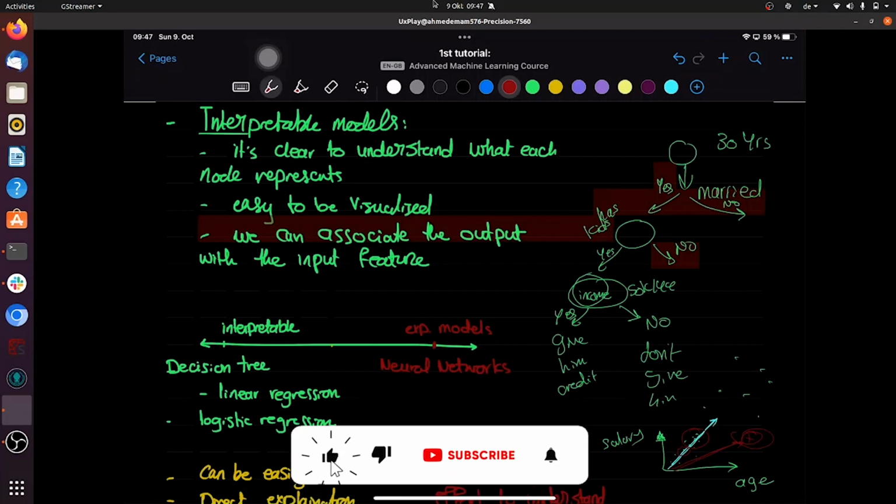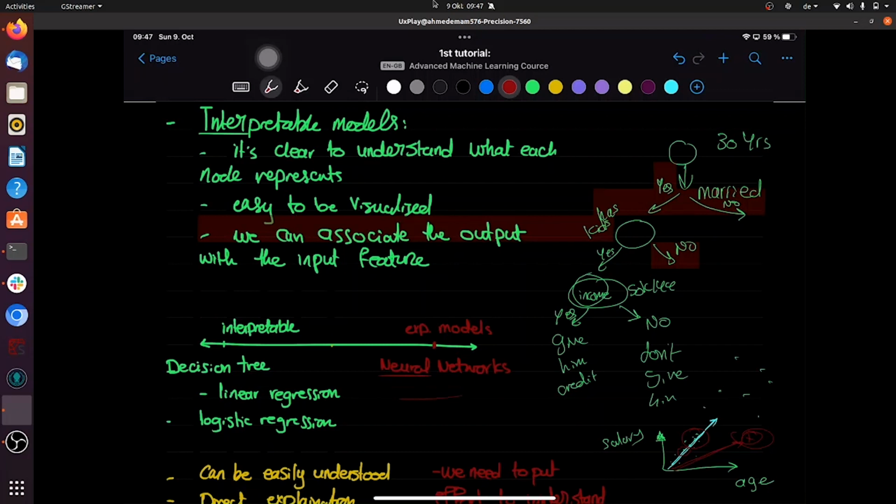On the other hand, we are having explainable models. Explainable models, for example, are neural networks. Why? Because neural networks are mostly very deep, and we don't understand why some filters are looking at these pixels and not looking at other pixels. So we can say that if you cannot easily explain the decision-taking mechanism of a model, you can name it an explainable model.